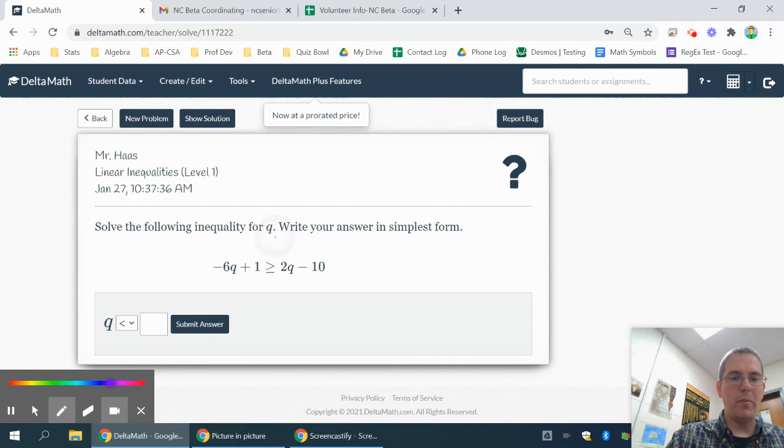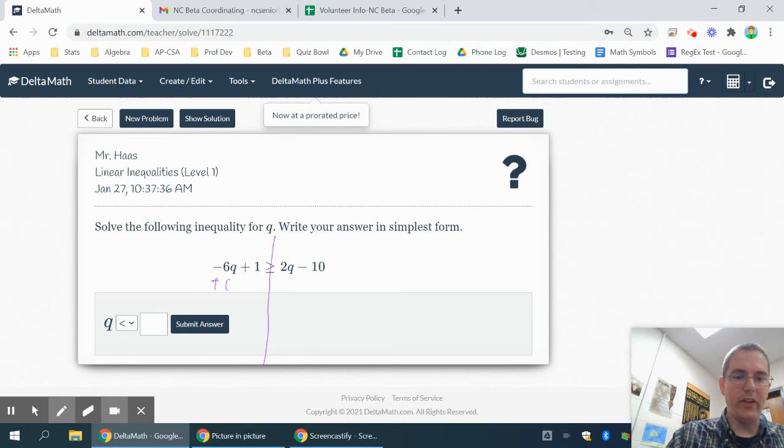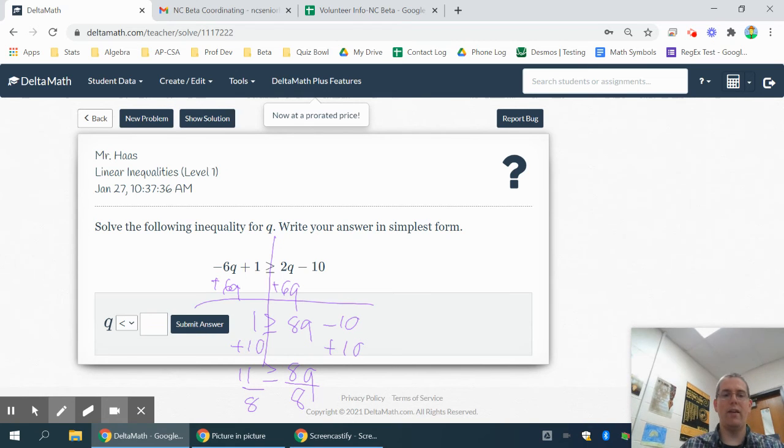On this one, you have a couple different options. I would be tempted to add the 6q because I like to avoid negatives as much as possible. So that's going to give me 1 is greater than or equal to 8q minus 10. Then I'll need to add the 10 to both sides. Once my variables are together, I need my constants on the other side. So 11 is greater than or equal to 8q. And then I would divide off the 8. So that means I'm going to have q and an 11 over 8.